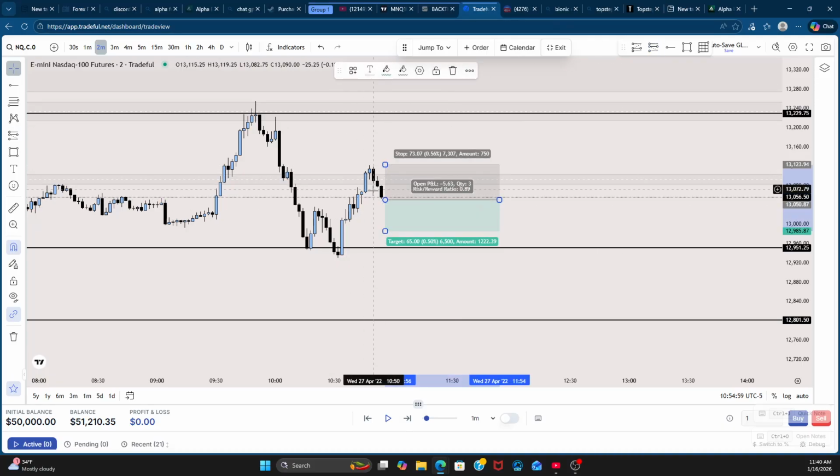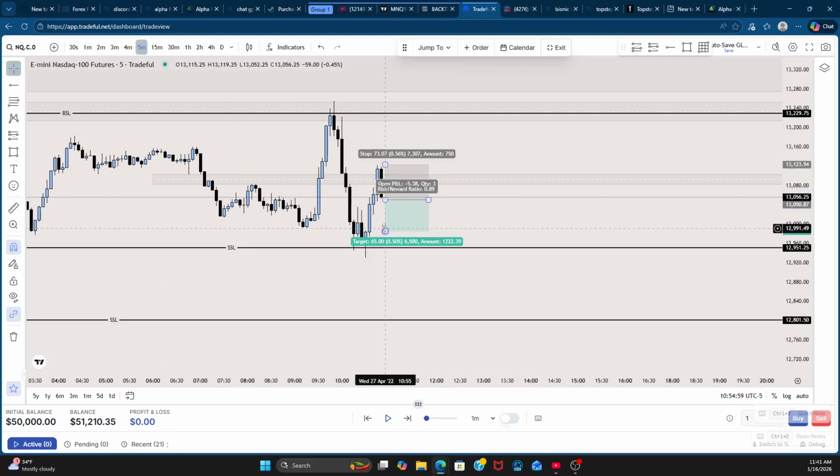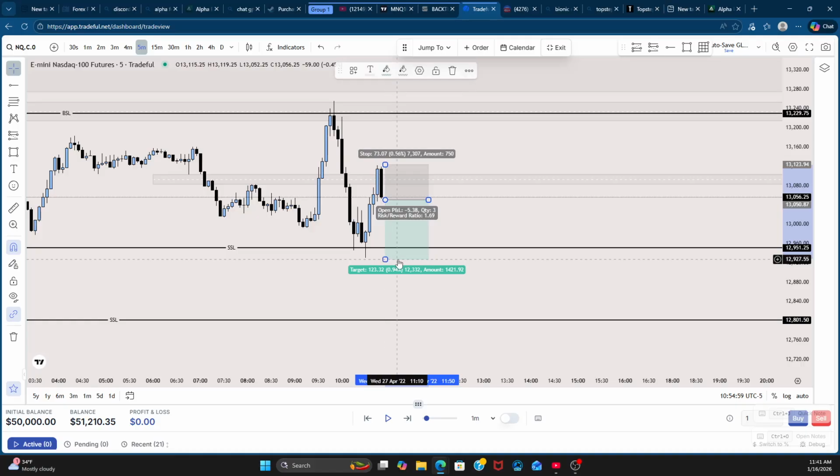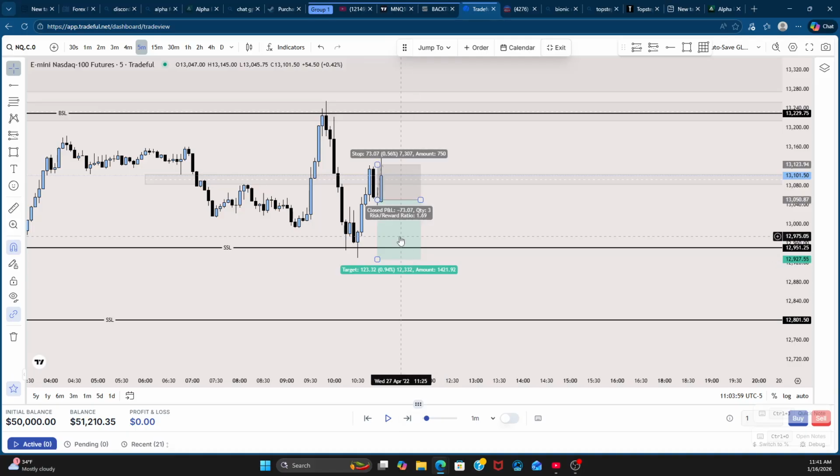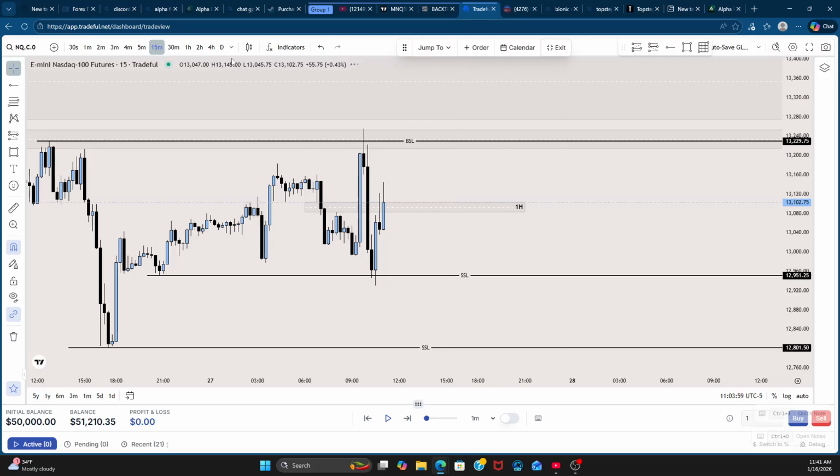If we were to take this late in the day, target this, go break even at this unfilled 5-minute. Or we're targeting that. Yeah, I'm not taking that. Yep. No trade day for me.